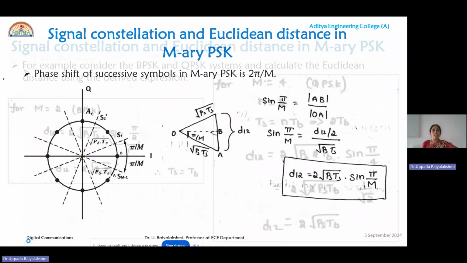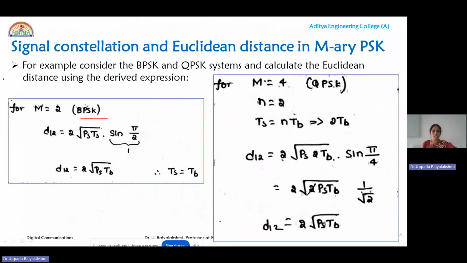PSK. Let us replace M as 2 for BPSK. Then 2 root(P_S T_S) into sine(pi by 2), because M is 2 here. Then it is 2 root(P_S T_B). The same we evaluated in the BPSK. This we already discussed in the BPSK module, that is in the earlier lecture. For example, for QPSK, M will be 4, so T_S will be 2 T_B. Let us replace T_S as 2 T_B and replace M as 4. Then it is 2 root(2 P_S T_B) into 1 by root 2. Then D12 will be 2 root(P_S T_B).